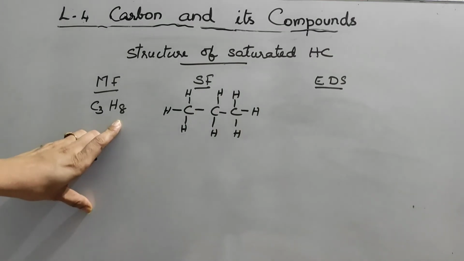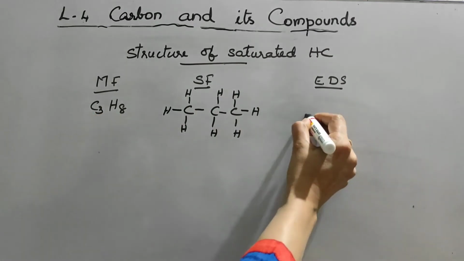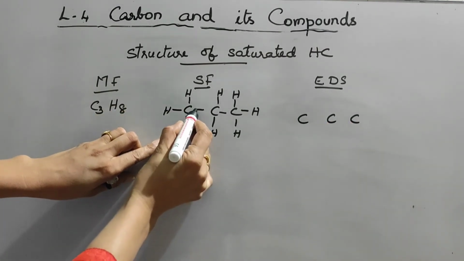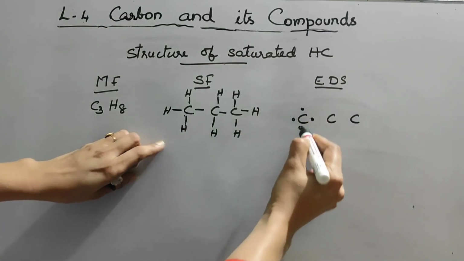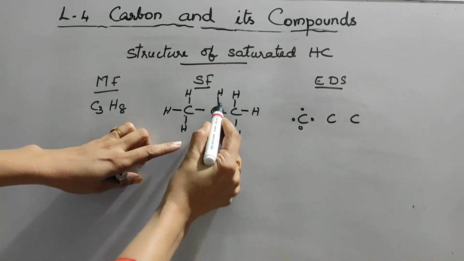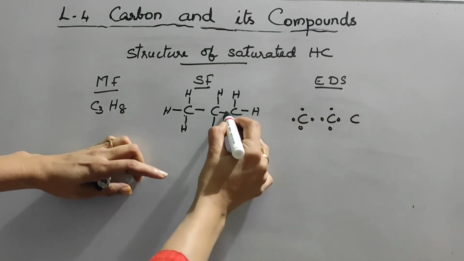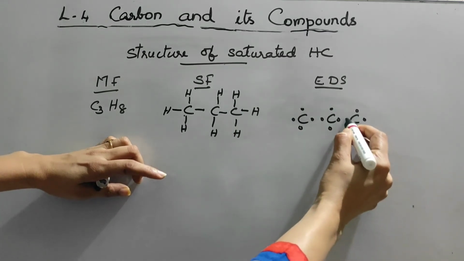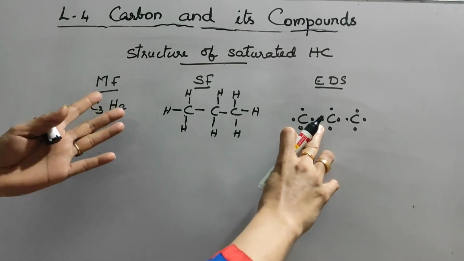Hydrogen completed. And what about the electron dot structure? Same way, put the 3 carbon atoms. First carbon contains 1 electron, 2, 3, 4. Second also 1 2 3 4. Third also 1 2 3 4. Don't forget to put the electron here. Some children always forget it this way.